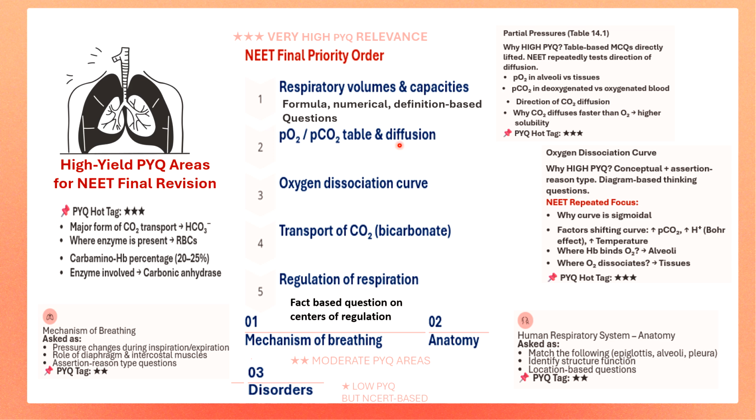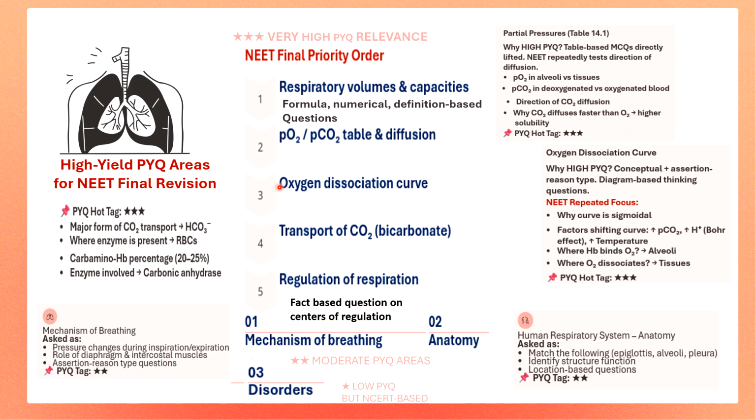For diffusion of gases, you should remember what the partial pressure values are for both oxygen and carbon dioxide in tissues, deoxygenated and oxygenated blood, the direction of diffusion, and why carbon dioxide diffuses faster than oxygen.